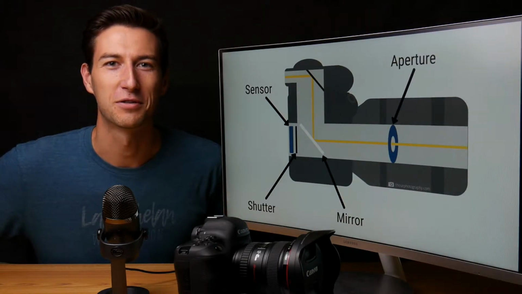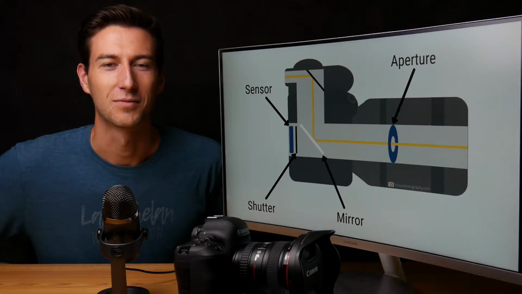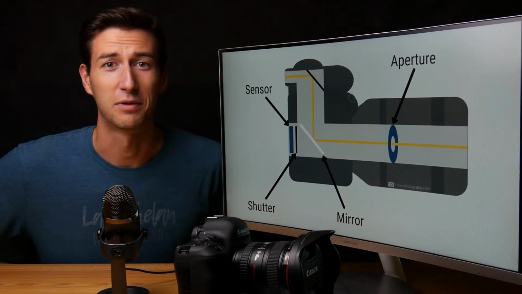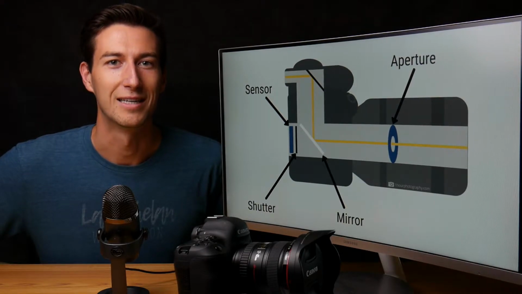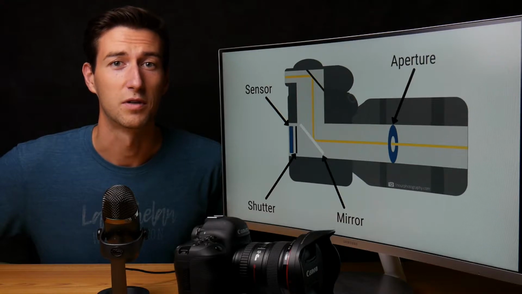DSLR stands for Digital Single Lens Reflex. Let's start with digital. Digital refers to the type of sensor in modern DSLR cameras. It's a digital sensor. It used to be film sensors, and these were just SLRs, which refers to the second part, single lens reflex. This refers to the mirror inside the camera that shows the same image that your camera will take to your eye through the viewfinder.